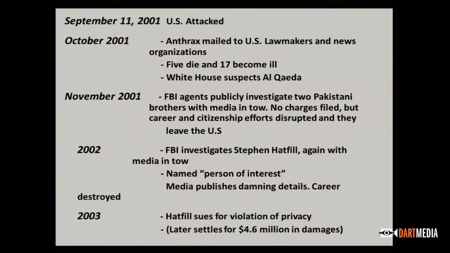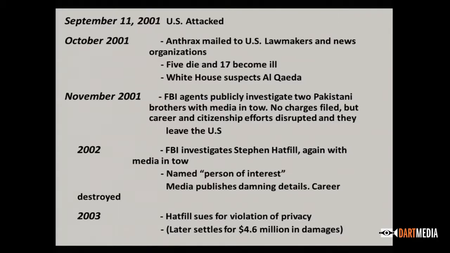There was ultimately no evidence against them. No arrests were made. No charges were filed. But these people had been applying for citizenship. Their citizenship efforts were disrupted. They ended up leaving the United States. And those are just a few of the cases of Arab citizens being said to have been the anthrax killers. In 2002, the FBI announced to the news media that they were following Steven Hatfill. Steven Hatfill was a physician and a biological weapons expert for the government, lived outside of Washington, D.C., and worked in a lab called Fort Detrick.